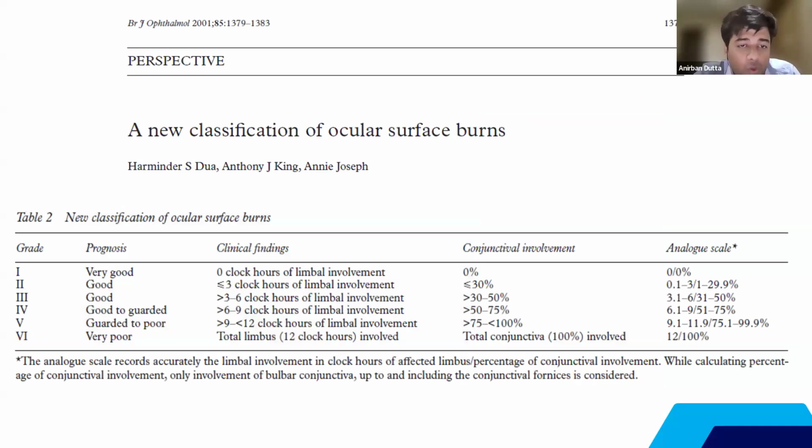So this is where the Dua's classification comes in. This is the original publication by Dr. Dua, which was published in the VJO. And what they proposed was that instead of the term limbal ischemia, they will go for something called limbal involvement and conjunctival involvement. So any chemical injury was classified on the basis of these two headings, limbal involvement and conjunctival involvement. And you determine the prognosis based on these two findings.